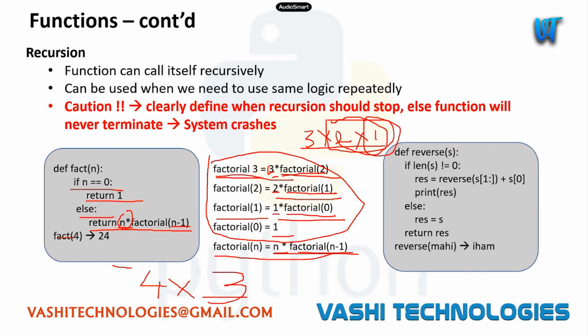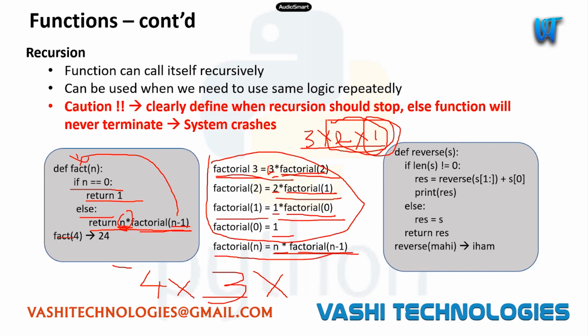Now when it is passing 3, again it will go to this fact function right here. Since 3 is not equal to 0, it will come again here. We have 3, so it will return 3 into factorial of 2. Again, this factorial of 2 will call the same function, and it will again skip the 0 case.